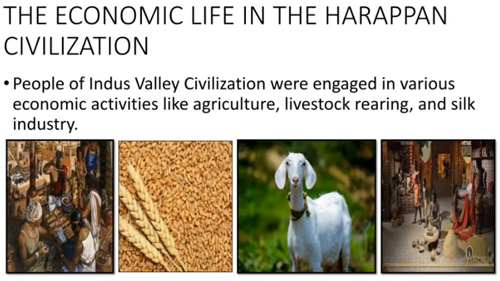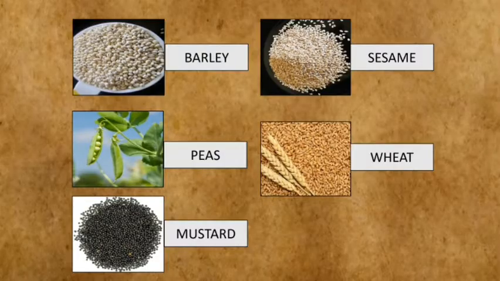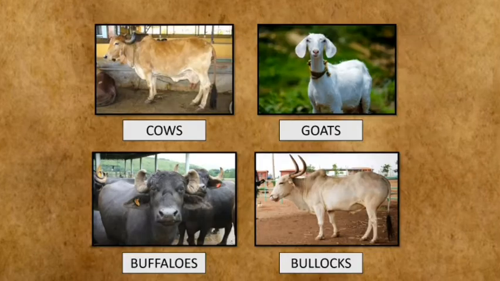The economic life in the Harappan civilization. People of Indus Valley civilization were engaged in various economic activities like agriculture, livestock rearing, and silk industry. Their main two occupations were agriculture and livestock rearing. They produced crops like barley, peas, mustard, sesame, and wheat. They reared animals like cows, buffaloes, goats, and bullocks.